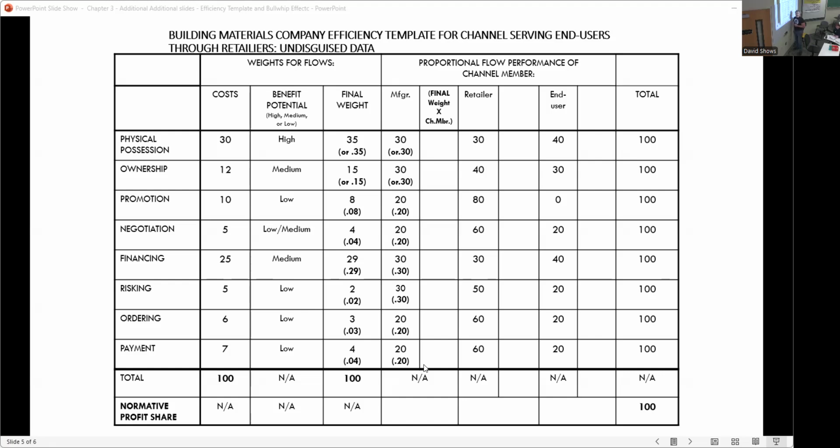0.281. For the purposes of the test, if you do it either as percentages or as decimals, I will count either one. I like three significant figures if you do it. These calculations usually come to that. So what does that say? It says that the normative profit share for the manufacturer should be 0.281 or 28.1%. And so what that says is that the manufacturer should be making 28%.